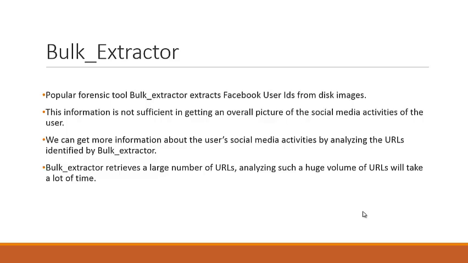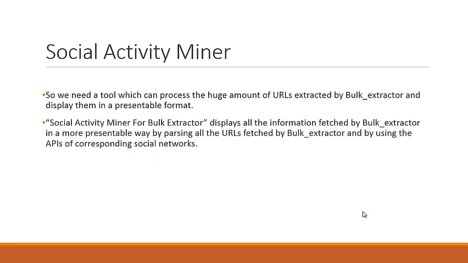But manually checking the URLs takes a lot of time because of the huge volume of URLs returned by bulk extractor. So we need a tool which can process the huge amount of URLs extracted by bulk extractor and display them in a presentable format. Social Activity Miner for bulk extractor displays all the information fetched by bulk extractor in a more presentable way by parsing all the URLs and by using the APIs of the corresponding social networks.